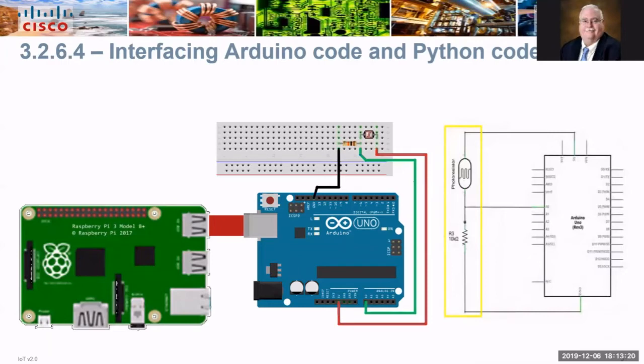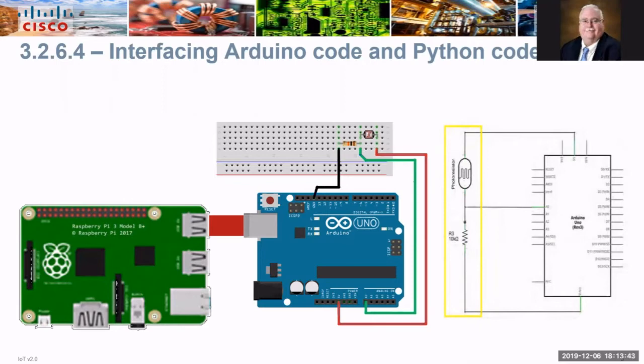Lab 3.2.6.4, Interfacing Arduino code and Python code. Time to complete is approximately 45 minutes. Difficulty level intermediate. In this lab you will interconnect the Arduino and Raspberry Pi, then use the Raspberry Pi and PL app to read data from the Arduino.